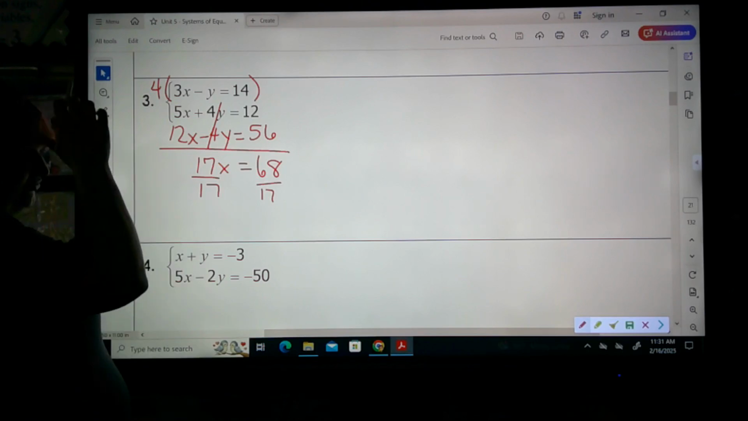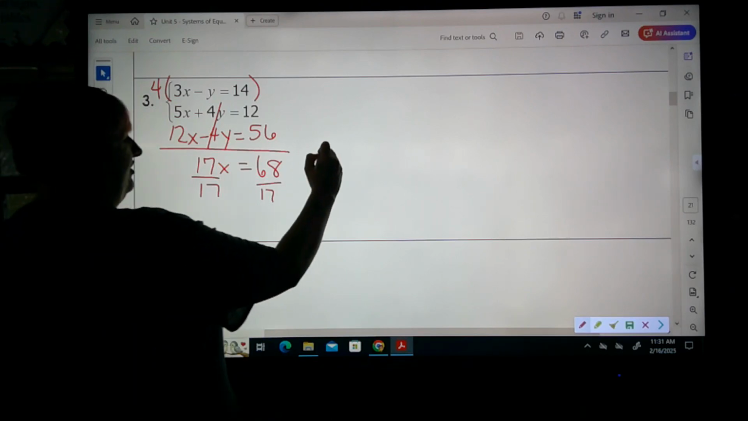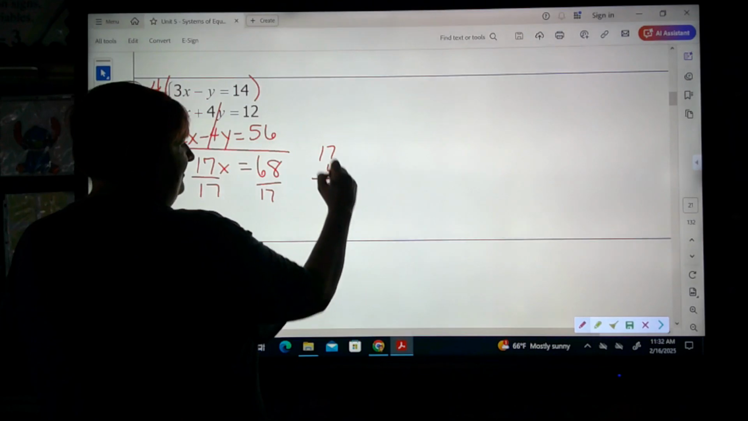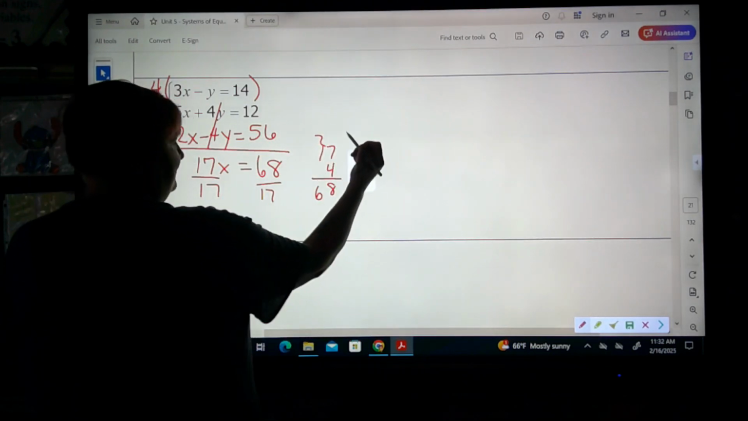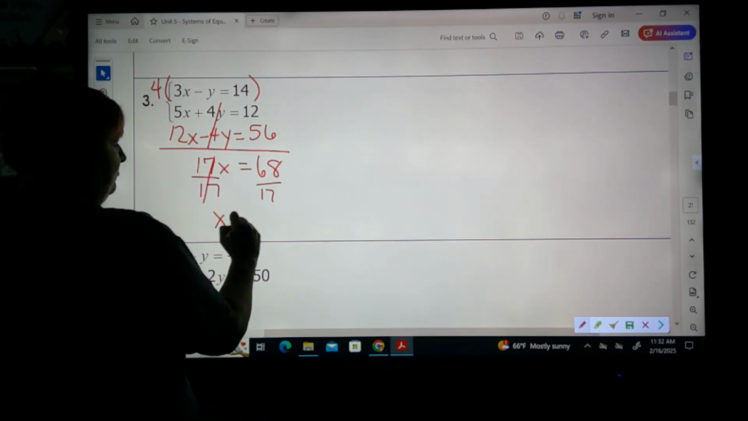7 times 6 is 48. So I wonder if it comes down to 4. 17 times 4, 8, 2, 68. It does come down to 4. Alright, so x equals 4.